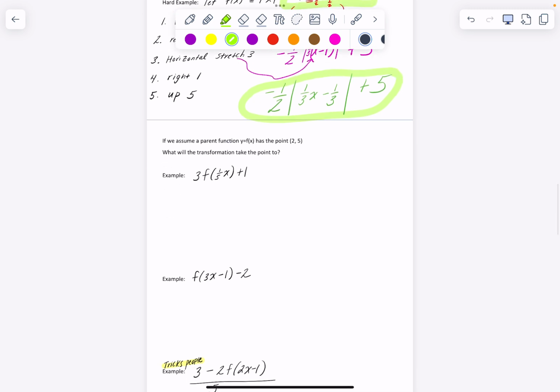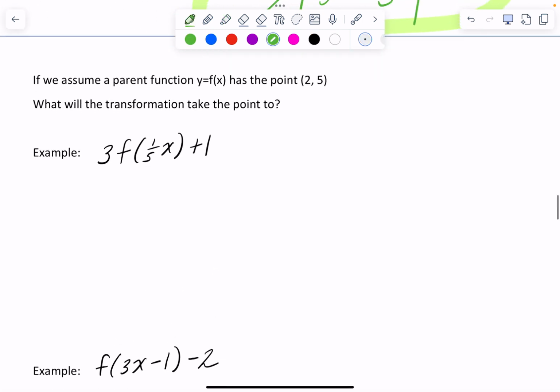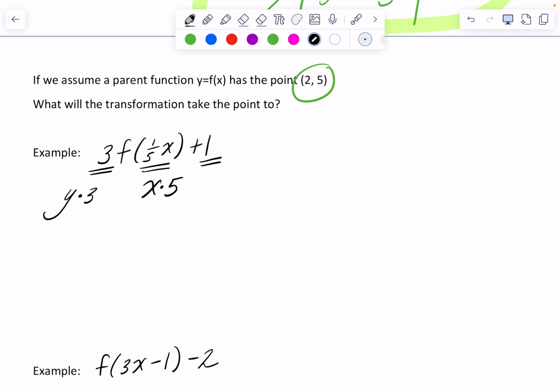Okay, it says assume the parent function has this point, (2, 5). What will this transformation take that point to? So let's just write our general formula. Since this is a vertical stretch of 3, we're going to take our y's times 3. What are we going to times our x's by? The reciprocal is what we times our x's by. And then we're going to take our y's and add 1. So it's x times the reciprocal, y times 3, and then after that we're going to add 1.